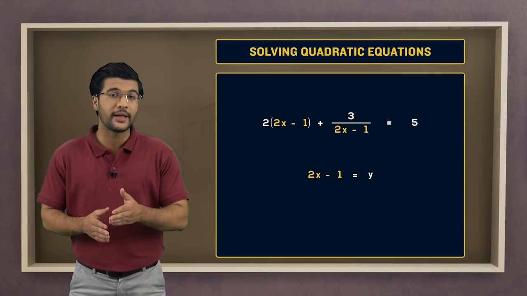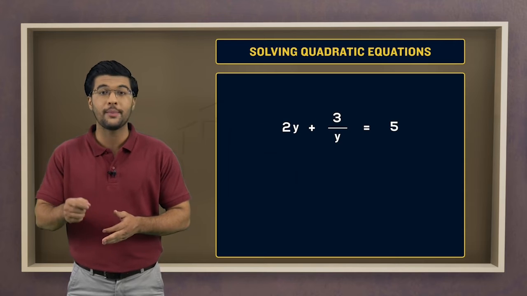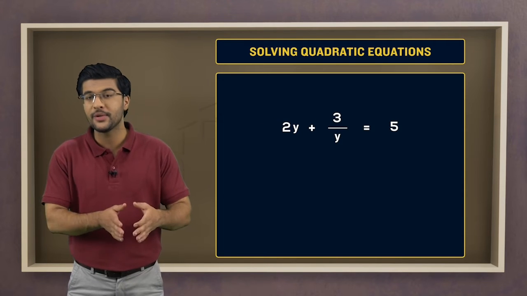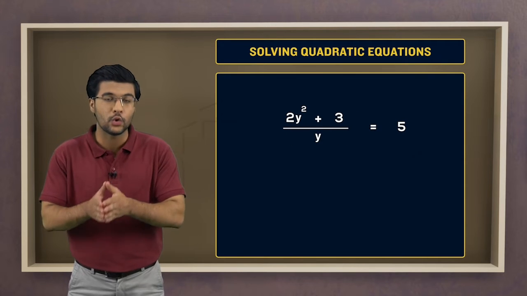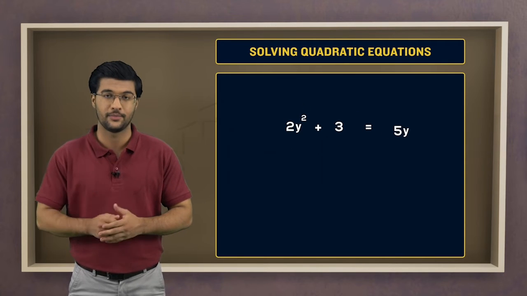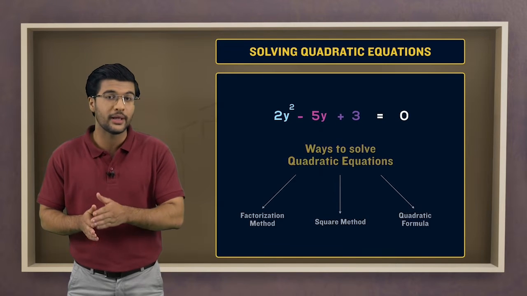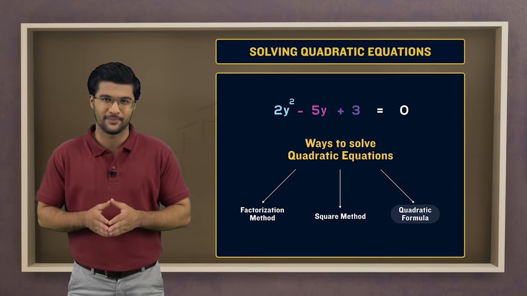By putting 2x minus 1 equal to y in equation 1, we get 2y plus 3 upon y equal to 5, which when simplified by taking the LCM, can easily be converted into quadratic form as you can see. Once you get the standard form, we can choose either method to solve it. Let's use the quadratic formula this time.